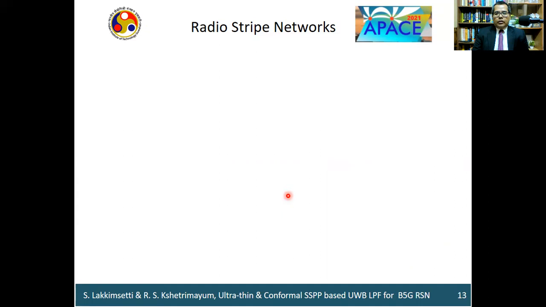They have just shown that radio strap networks will be like sellotape. It can be rolled out. It can be stuck on any surface, wall, buildings, or any vehicles, but they have not disclosed how to do it. So we are proposing a technology for implementing radio strap networks.